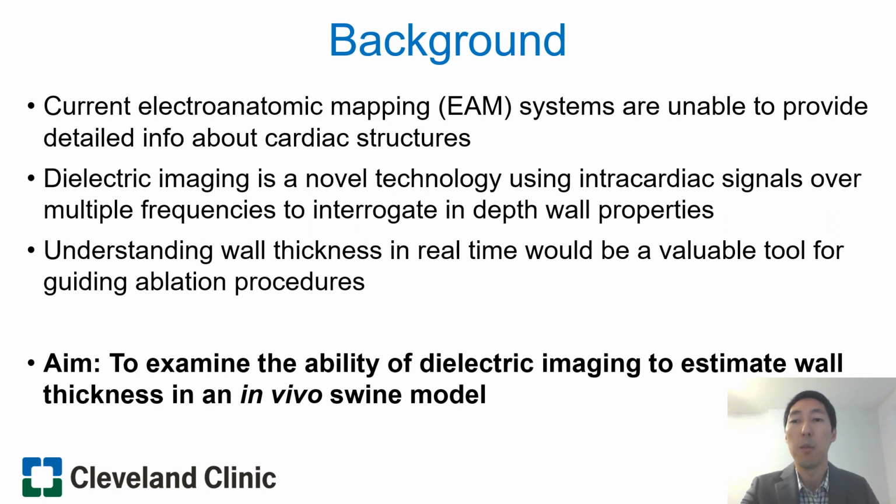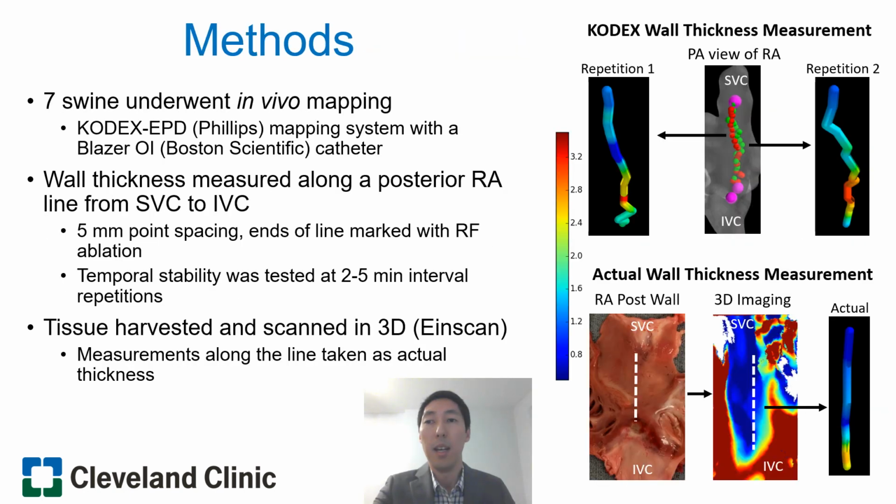The aim of this study was to examine the ability of a dielectric imaging-based mapping system for measuring wall thickness in vivo. 7 swine underwent mapping of the right atrium under anesthesia using the KODEX EPD system and the commercially available Blazer ablation catheter. After creating an anatomic shell, the wall thickness of the posterior right atrium was acquired using the Blazer catheter and the KODEX EPD algorithm.